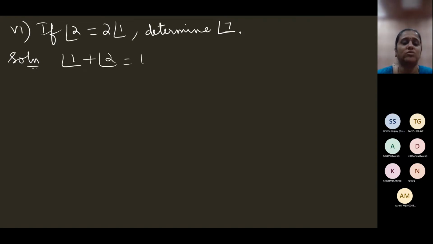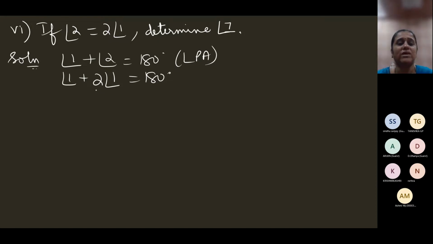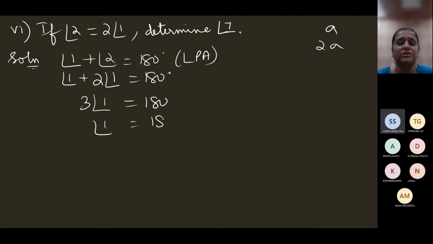Very good. Angle 1 plus angle 2 is equal to 180, linear pair axiom. Then after that? Because it's given angle 2 is twice of angle 1, angle 1 plus twice of angle 1 is equal to 180. What is angle 1 plus twice of angle 1? 3 times angle 1. Correct. 3 times angle 1 is equal to 180. So angle 1 is equal to 180 by 3. Angle 1 is equal to 60 degrees.